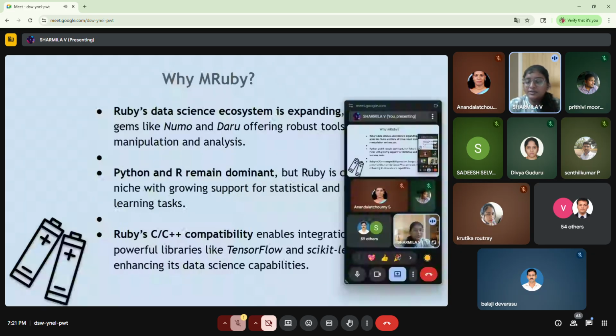So if it is a simple system, we can just do simple mathematical analysis. But for complex systems, we need strong scientific computing, right? That is where Numo hides. Also, we have the statistics and machine learning libraries like StatSample.